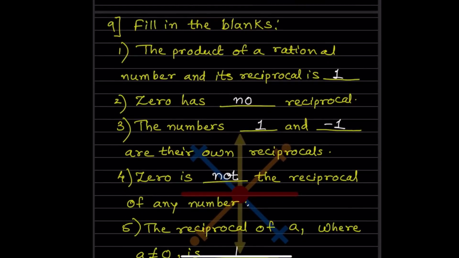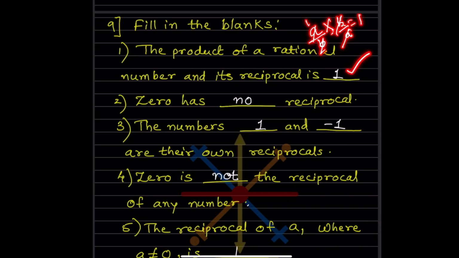Now here, filling the blanks: the product of a rational number and its reciprocal is what? Suppose the rational number we consider as A by B. Product means you are going to multiply. Reciprocal means you are going to flip over, that is going to be B by A. So what will happen? This and this will get cut off, and this will get cut off. So what remains is 1.